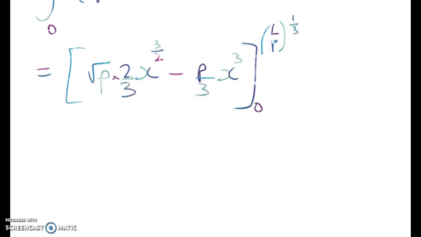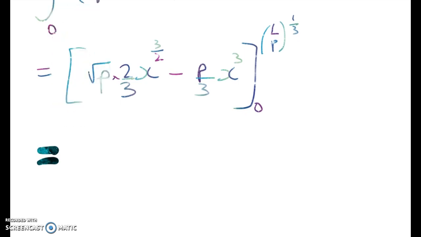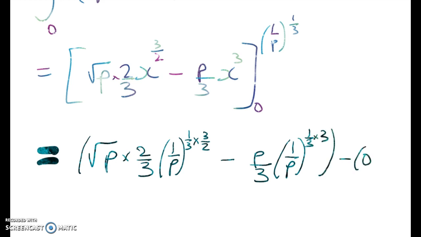Remember, it's a show that question, so don't skip any little steps. Now, what do we get next? Well, substituting in, we'll have root p times 2/3, 1 over p to the 1/3 to the power of 3 over 2, minus p over 3 times that, minus 0 minus 0.